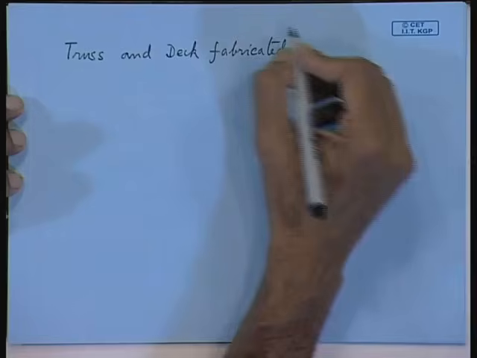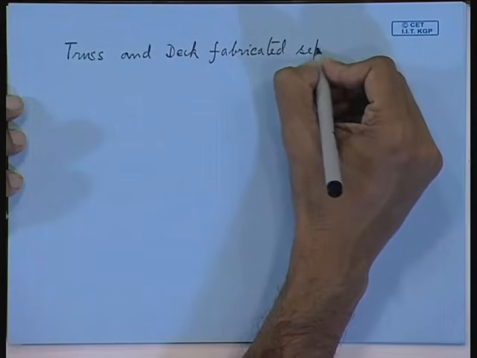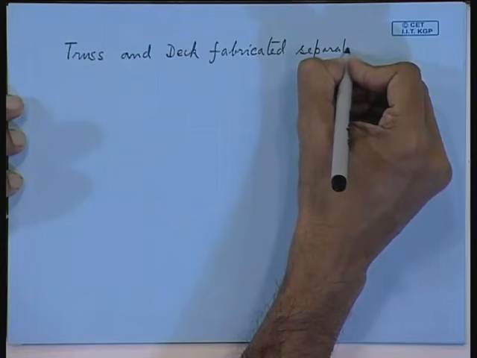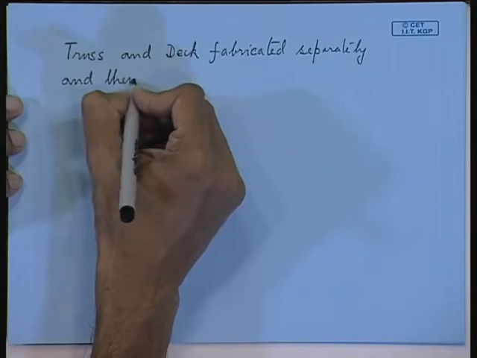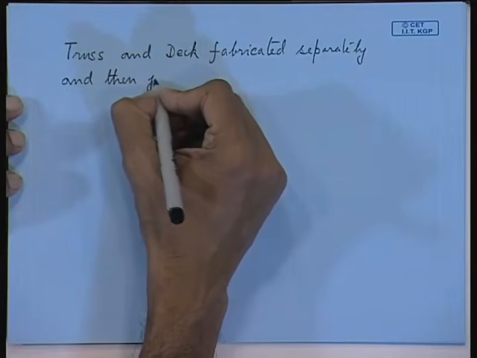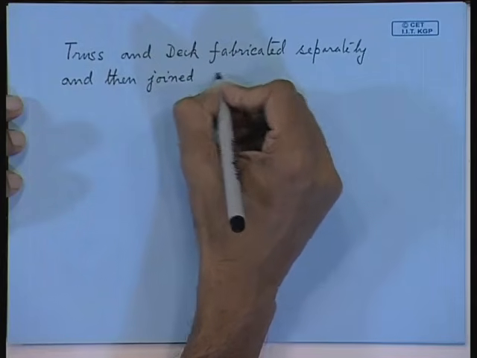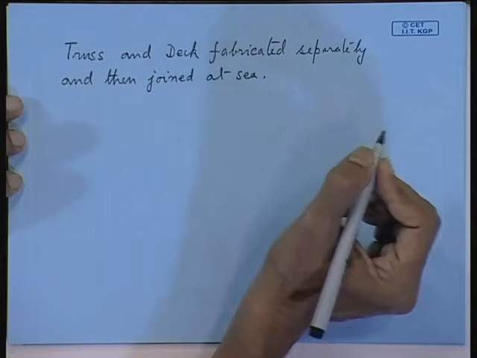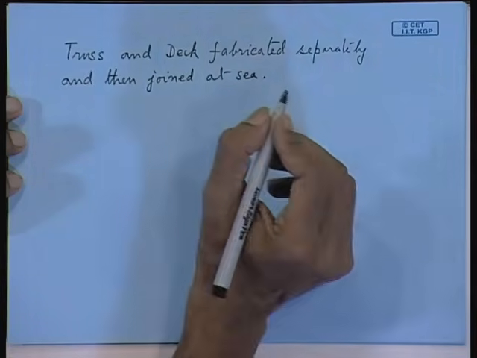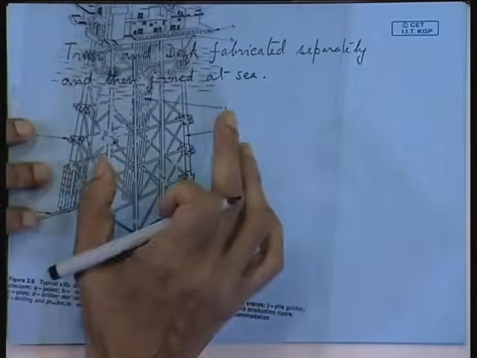You do not build the truss along with the deck, and then join them at sea. So, two major structural configurations are the truss and the deck.